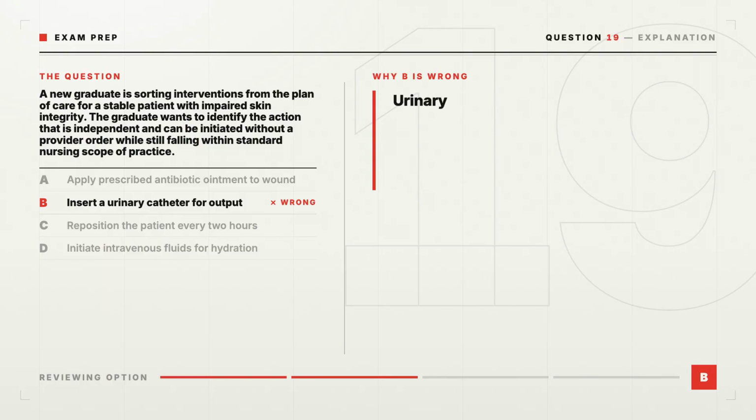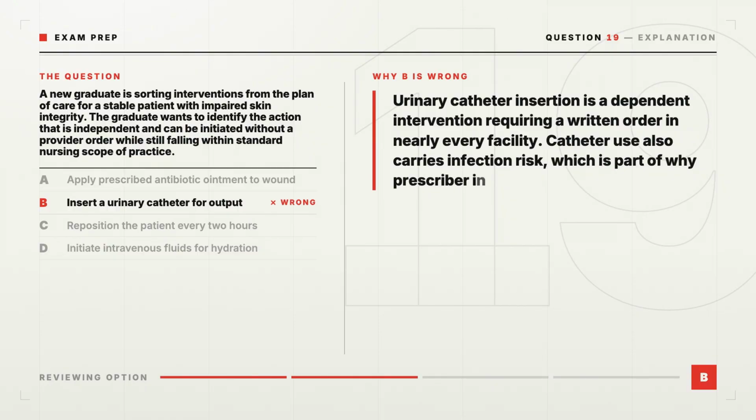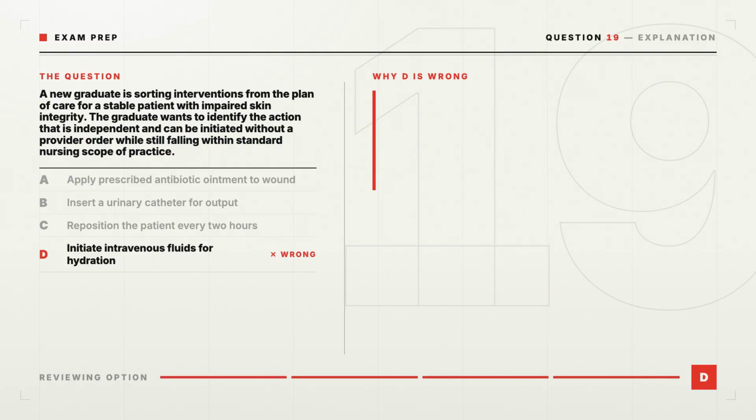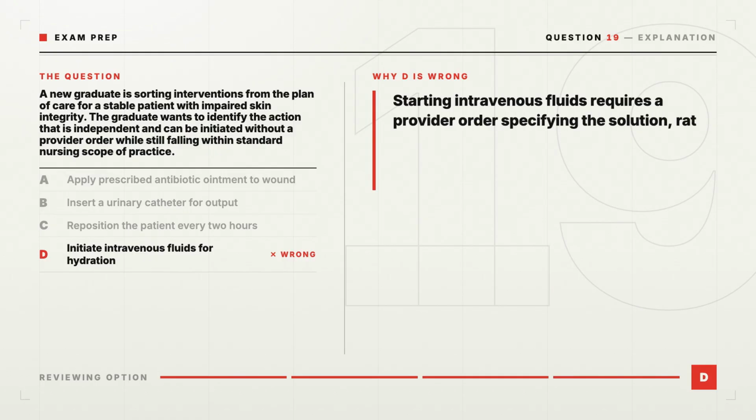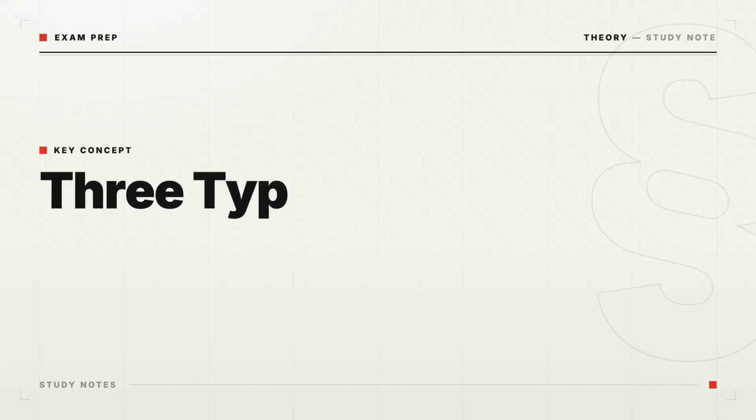B is wrong because urinary catheter insertion is a dependent intervention requiring a written order in nearly every facility. Catheter use also carries infection risk, which is part of why prescriber involvement is required first. D is wrong because starting intravenous fluids requires a provider order specifying the solution, rate, and indication. The nurse may suggest the order during communication, but cannot independently begin fluid therapy in standard practice.